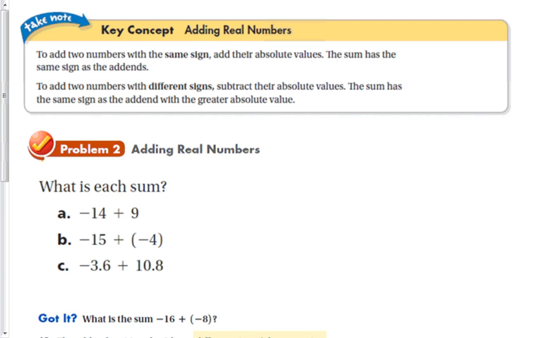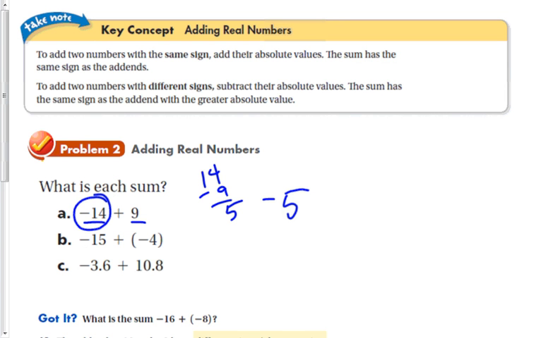So what we're talking about here is this. These two signs are opposite. When that happens, we're just going to subtract them. We're going to do 14 minus 9, which is 5. And then we're just going to take the sign of whichever number has a bigger absolute value. So the number that's greatest from 0, which is this one. So our answer is -5.